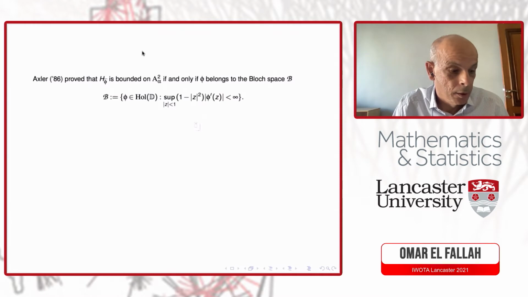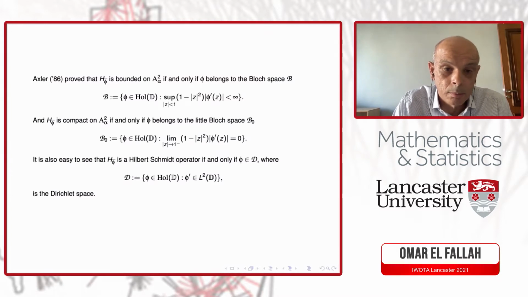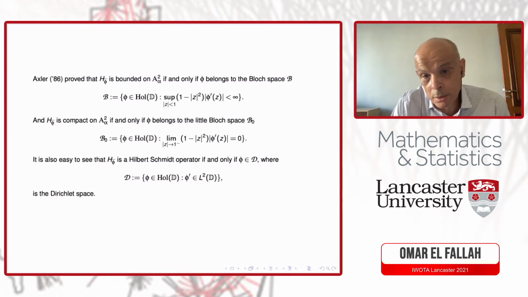I think the first result on boundedness of Hankel operators is due to Axler in 1986. He proved that the Hankel operator H phi bar is bounded if and only if the symbol belongs to the Bloch space. He proved that it is compact if the symbol is in the little Bloch space. And one can see easily that H phi bar is Hilbert-Schmidt if and only if the symbol phi is in the classical Dirichlet space, which is the space of functions whose derivative is in L2.